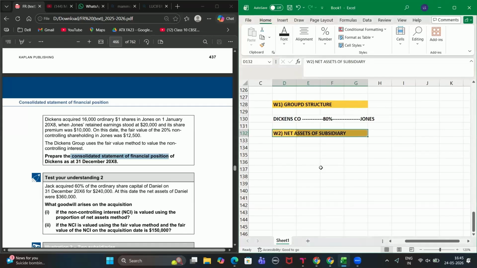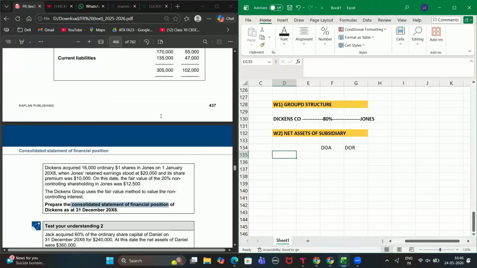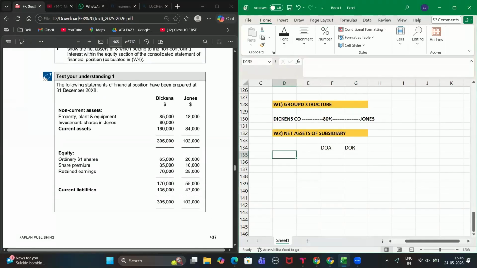Okay, fine. So in order to know the net assets of the subsidiary, what are the values that we need? We need the values at date of acquisition as well as date of reporting, right? We need both the values. What all are the values that we will include here? Tell me.